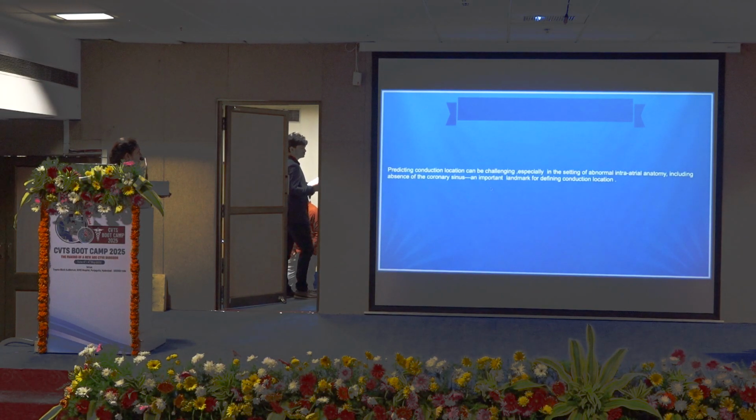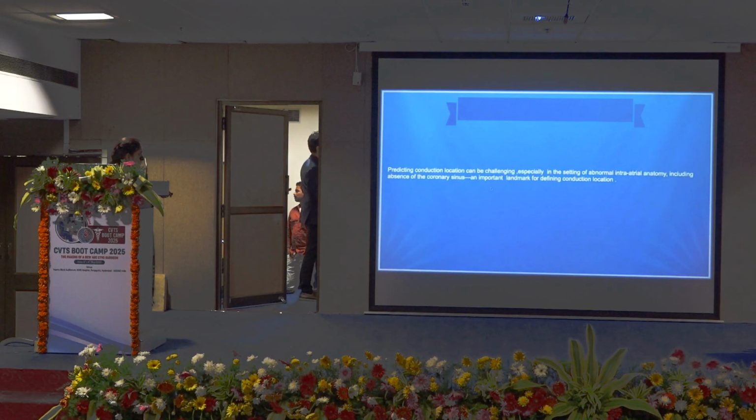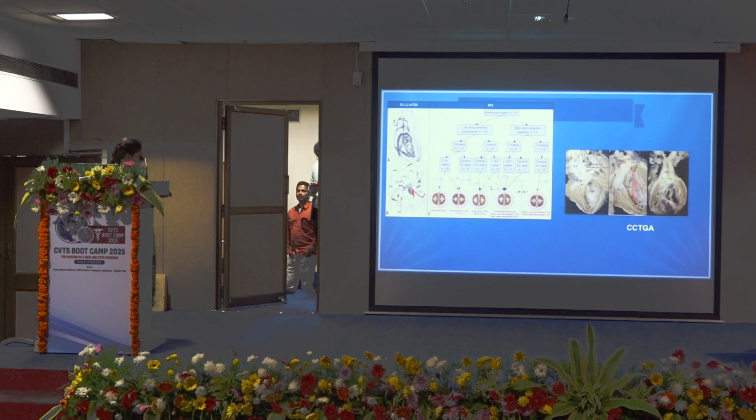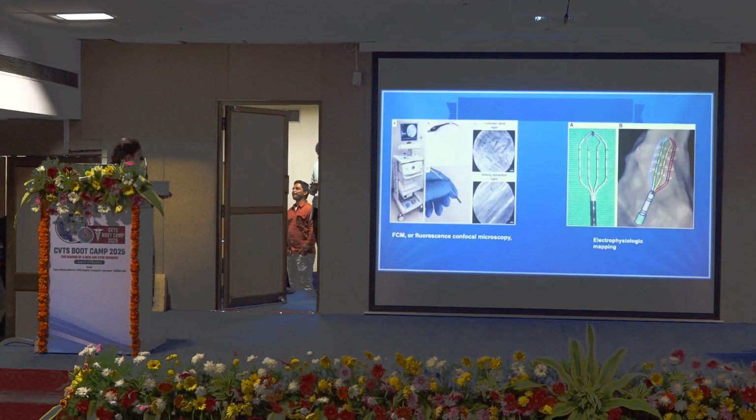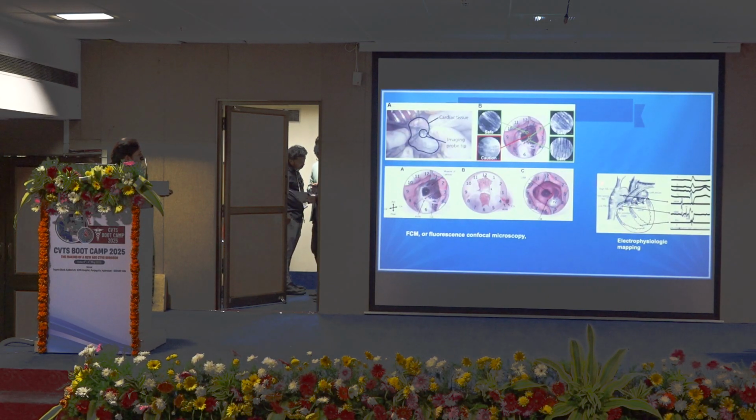And predicting the location of conduction can be challenging, particularly in the absence of coronary sinus, which is an important landmark for defining the location of conduction. And these days, the role of electrophysiologic mapping and then recently FCM, the fluorescence confocal microscopy, has evolved more in identifying the location of the conduction for the complex congenital heart defects. This is the electrophysiologic mapping probe.